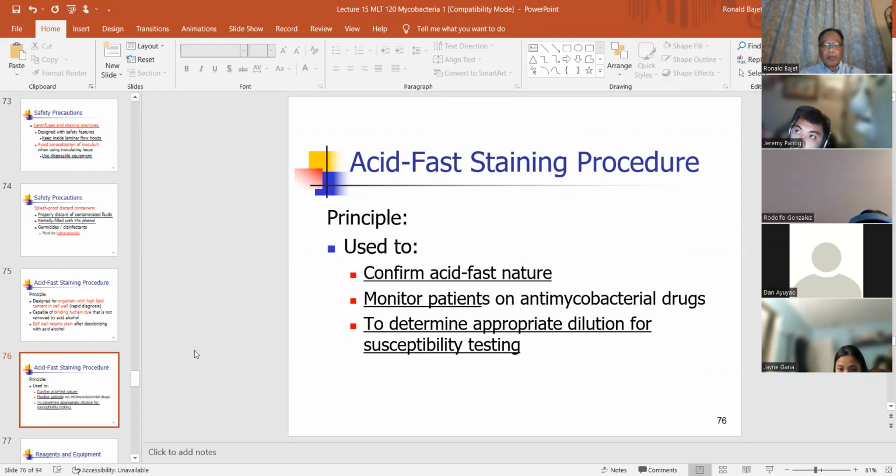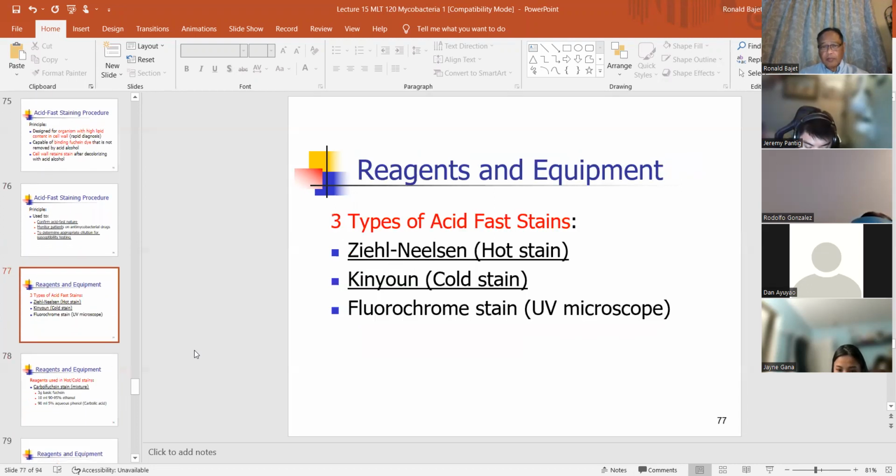Monitor patients on antimycobacterial drugs, and the staining will help determine appropriate dilution for susceptibility testing. Susceptibility testing is not like a Kirby-Bauer where you get growth on Mueller-Hinton agar, and you're not going to wait 8 weeks for growth to appear. So the organism will grow in broth media, and then you add your antibiotic, and then you look for growth, no growth. That's how you do it for anaerobes as well.